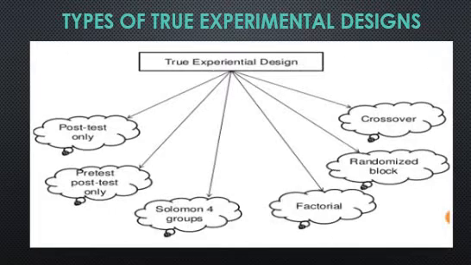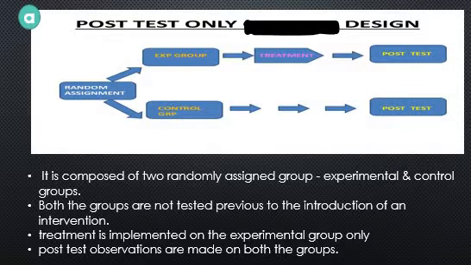Next are the types of true experimental design. The types of true experimental designs are post-test only, pre-test post-test only, Solomon four-group, factorial design, randomized block design, and crossover design. The first type is the post-test only control design. It is composed of two randomly assigned groups, that is the experimental group and the control group, but neither of which is pre-tested before the implementation of treatment on the experimental group.